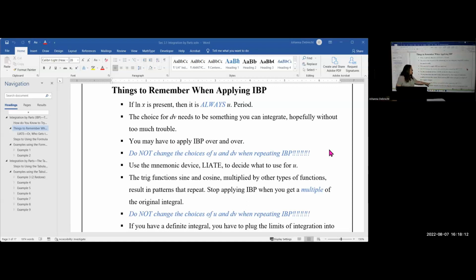Again, don't change the choices of u and dv when repeating integration by parts. This is most often a problem in the previous section. If you change the trig function from being u to being dv, and at first you had it the other way around, you're just going to go in an endless loop and you're never going to get anywhere.